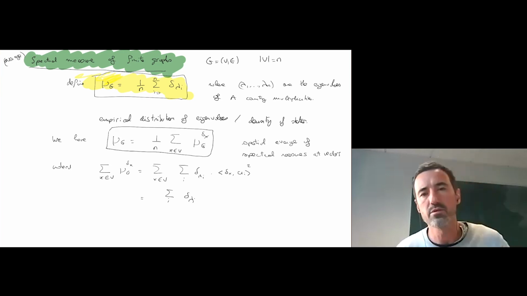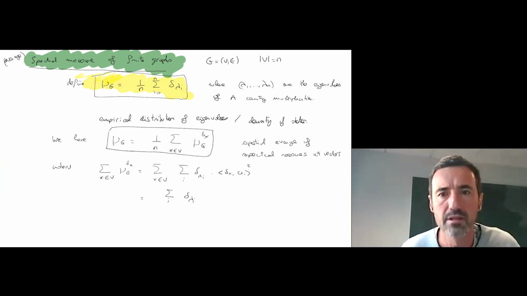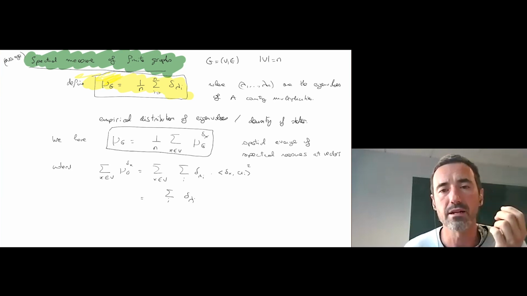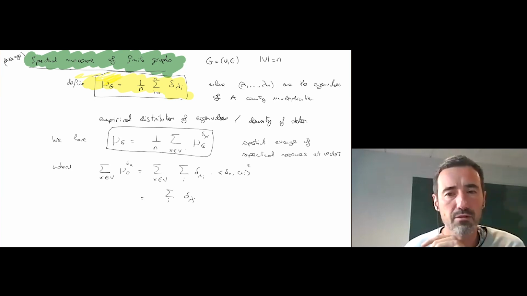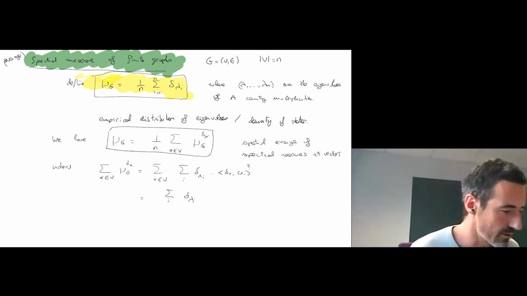So we have this fabulous property that despite the fact that the spectral measures at vectors depend on the eigenvector basis, so they contain information on the eigenvalues and on the eigenvectors, when you take the spatial average, you wash out completely the eigenvectors and you only keep information on the eigenvalues. Okay.